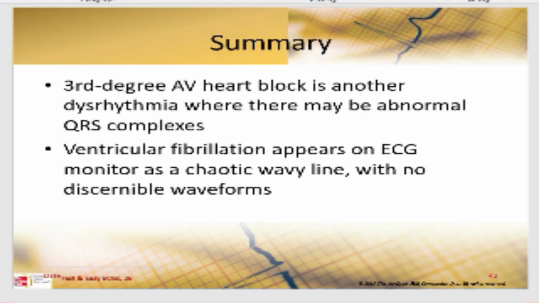Third degree AV heart block is another dysrhythmia that can show you an abnormal QRS. And ventricular fibrillation, or VFib, appears as a chaotic wavy line with no discernible waveforms.